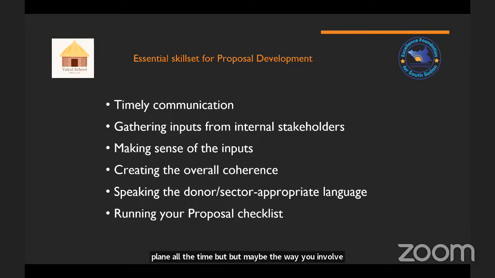And yes, checking for coherence is also important, because we said earlier that all proposals or concept notes should be launched from the strategy. So you also check if this aligns with that.